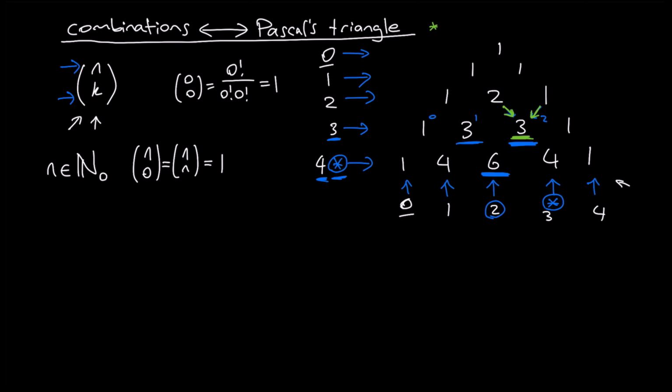So in this example, we see that 6 is 3 plus 3. So the element in the fourth row, second position, is equal to the element in the third row, first position, which is this 3, plus the third row, second position, which is this 3.